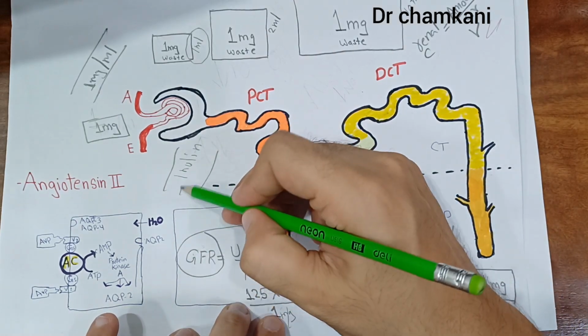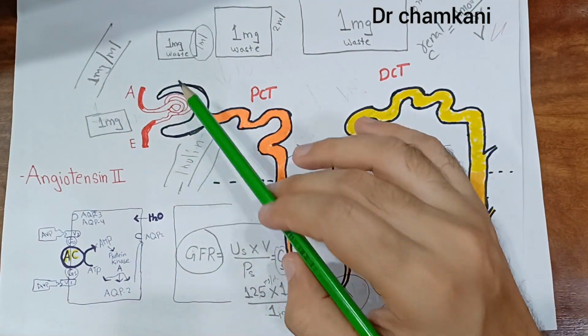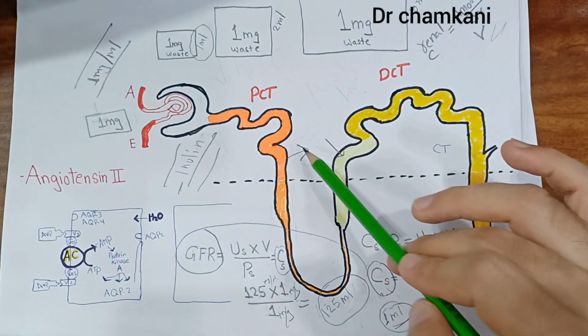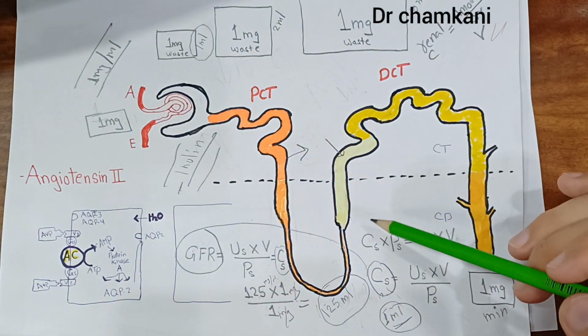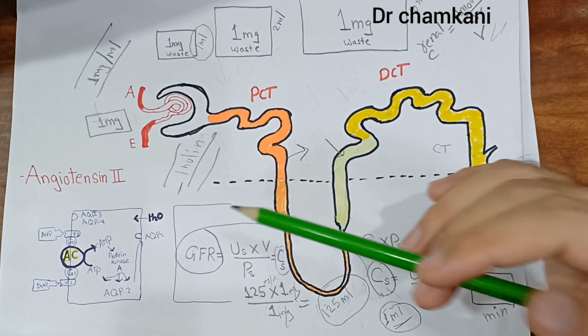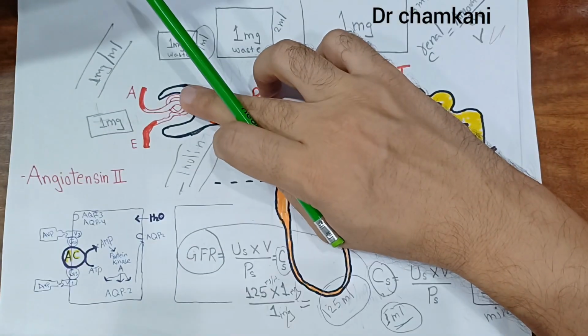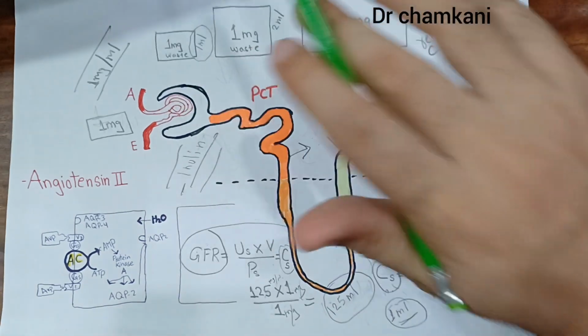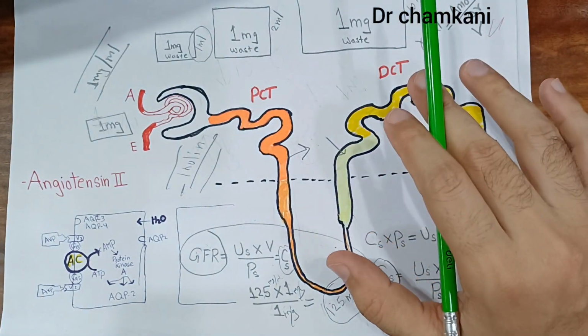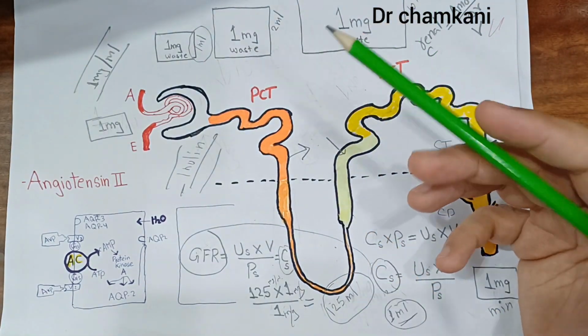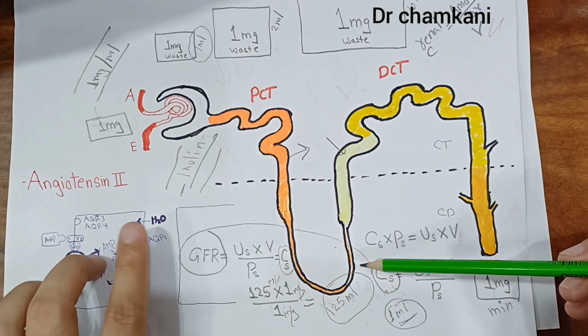And one such substance is inulin. So the inulin is filtered here. It is neither reabsorbed nor secreted into the tubule. So its clearance is equal to the GFR, and its clearance can show you how effective the glomerular filtration rate is, or if there is any decrease or any increase in the glomerular filtration rate. For such substances, the clearance is equal to GFR.